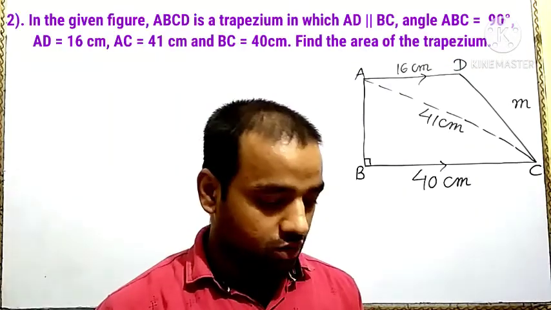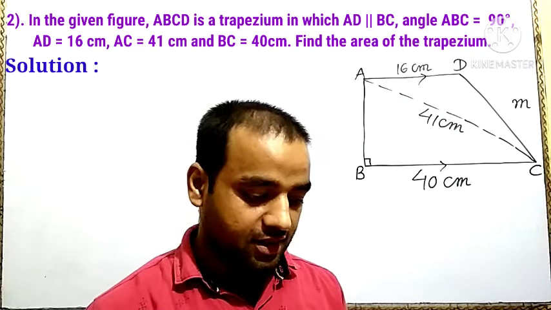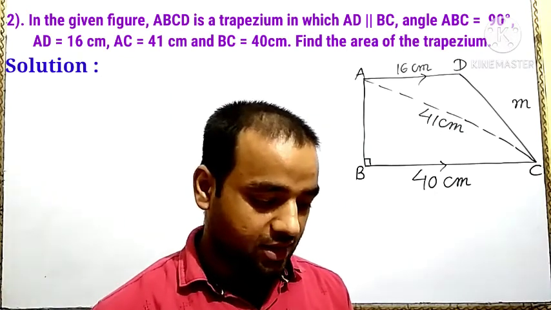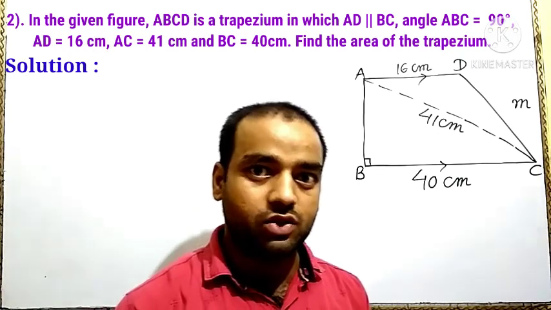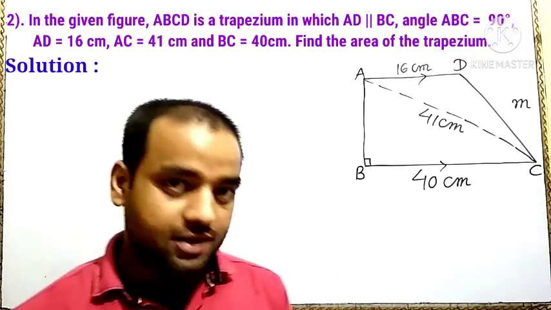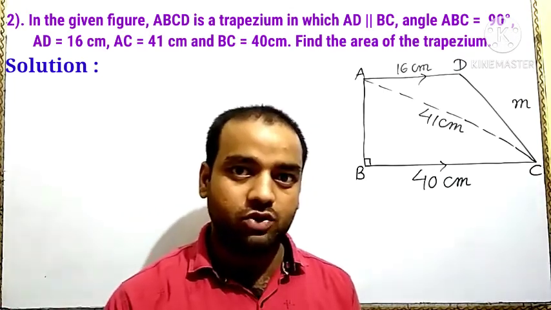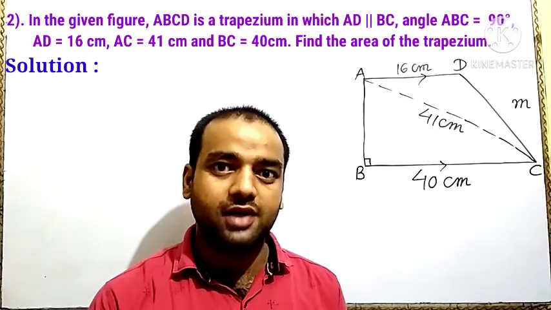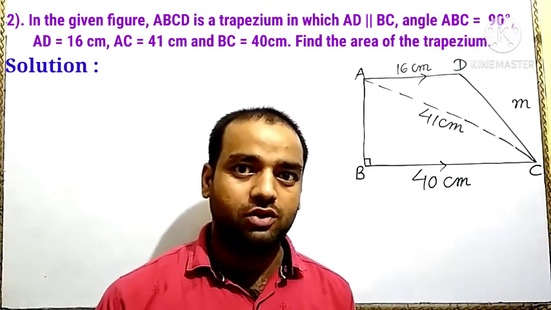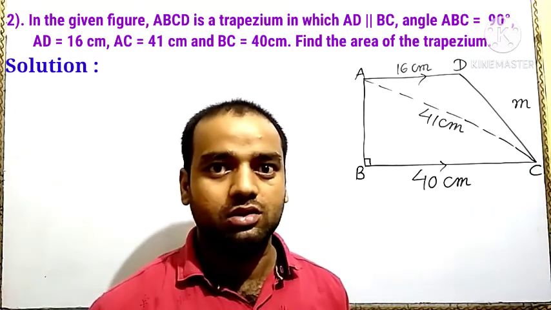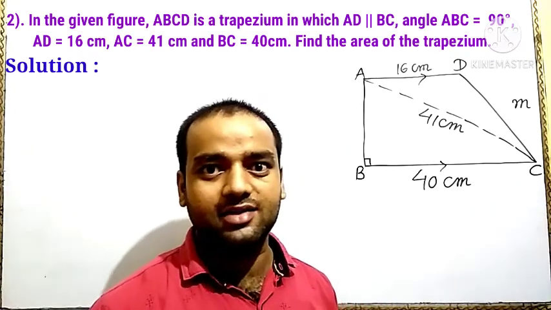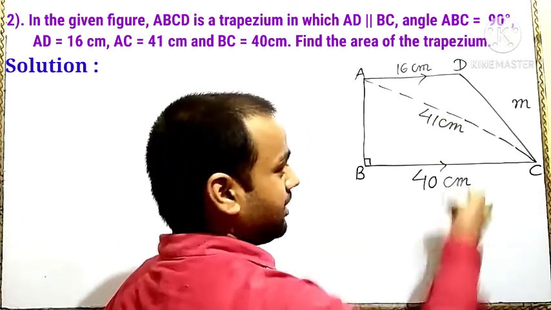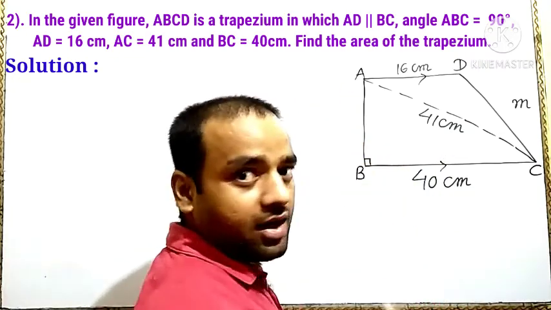In question number 2, in the given figure ABCD is a trapezium in which AD is parallel to BC. Angle ABC is equal to 90 degree. AD is equal to 16 centimeter. AC is equal to 41 centimeter. And BC is equal to 40 centimeter. Find the area of the trapezium. So we know that area of trapezium is equal to half into sum of parallel sides into distance between them. So here value of parallel sides given, what height is required here.